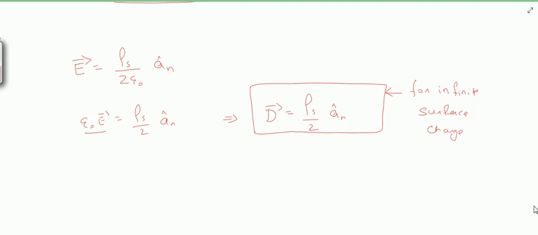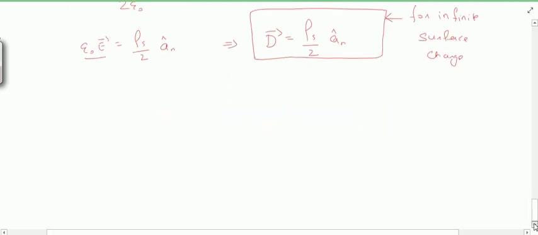Now we'll see a volume charge. For a volume charge, let's consider a charge distributed uniformly with volume charge density rho v. So what is the total charge in this? It will be rho v and the volume integral. You can write a triple integral also, or dv only. I'm writing dv only, which means it is a triple integral. So Q is equal to integral of rho v dv.